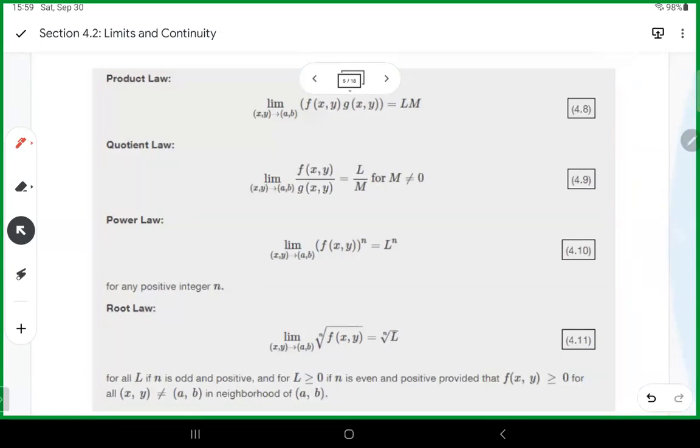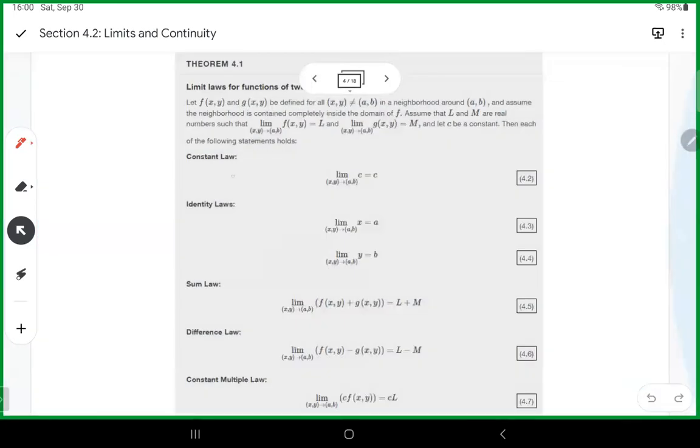Then we have the product law, so L times M. Quotient law, L over M, as long as M is not equal to 0. Power law, L to the N for any positive integer N, and root law. That's going to be the nth root of L for all L if N is odd and positive, and for L greater than or equal to 0 if N is even and positive, provided that f of x, y is greater than or equal to 0 for all x, y not equal to (a, b) in the neighborhood of (a, b). Okay.